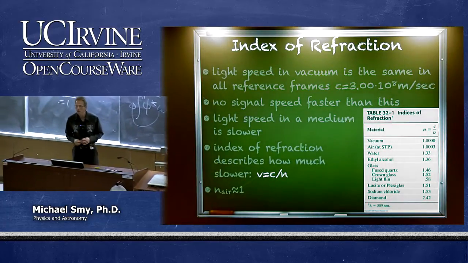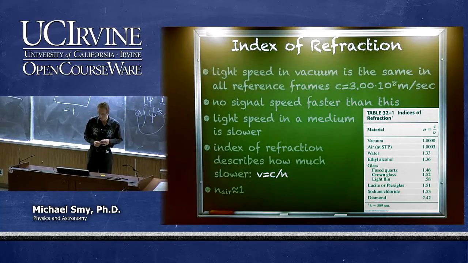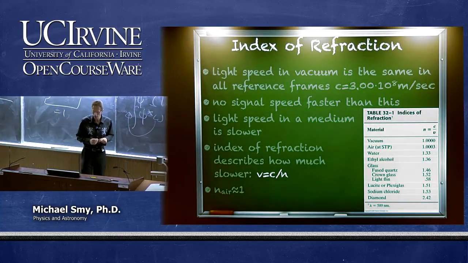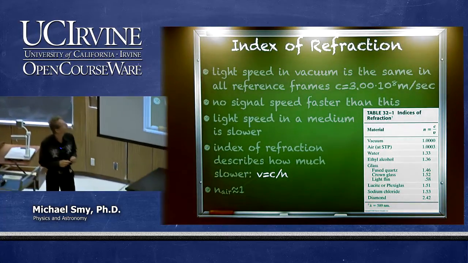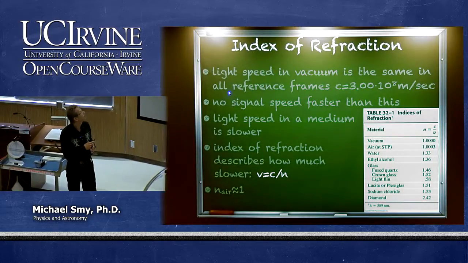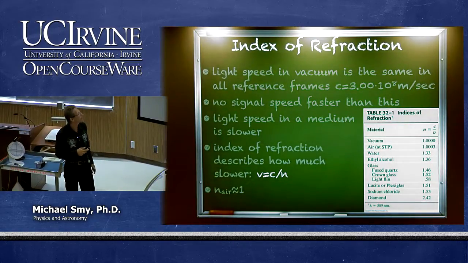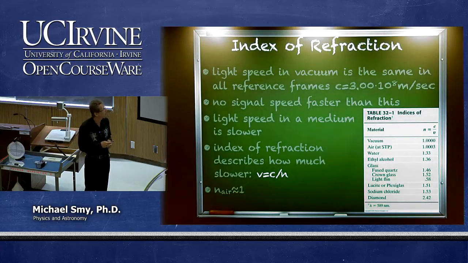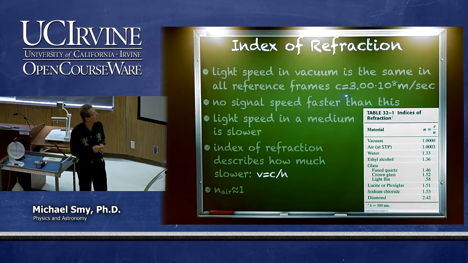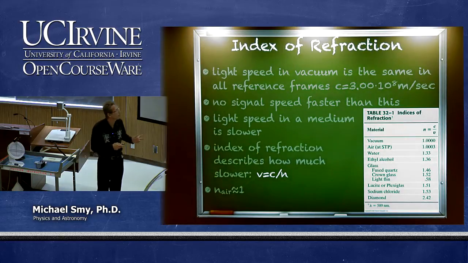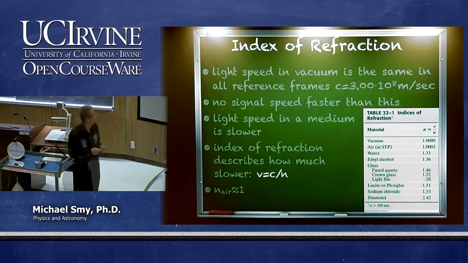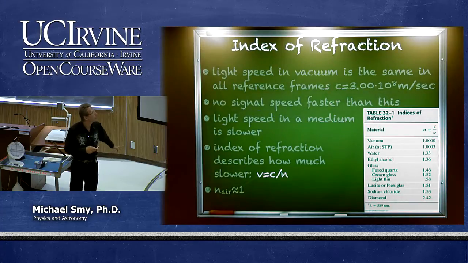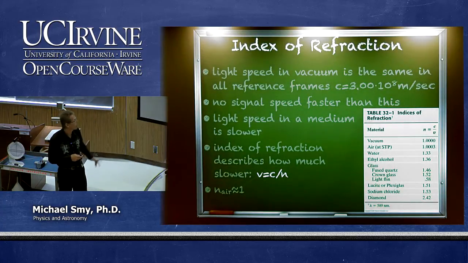So now let's continue from reflection to refraction. And as a sort of introduction to that, we consider again the speed of light. So in vacuum, the speed of light is the same in all frames of reference, and it's a constant of nature. So this cannot be changed. It's always 3 × 10⁸ meters per second. Even if you move with respect to the light source, this does never change. And of course, there's no signal speed faster than this light speed.